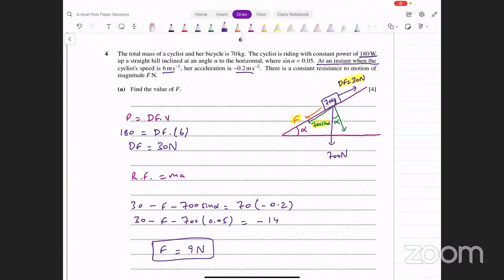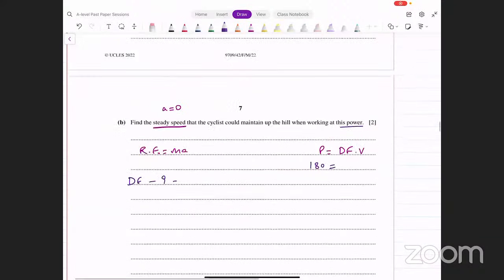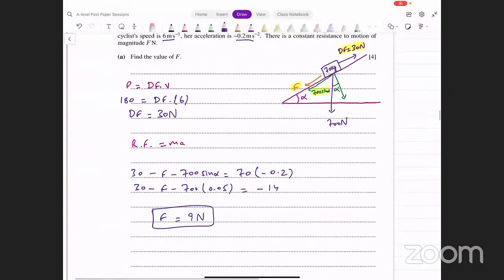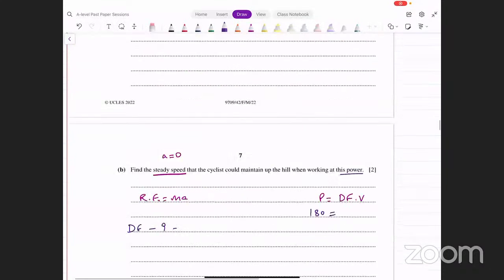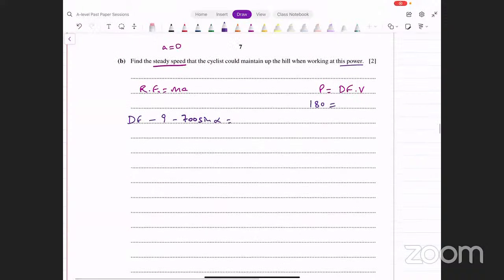So we still can use the same value of resistance, that is 9. तो यहाँ पे 9 use कर लें. And then we've got another backward force, that is 700 sin alpha. Since we're talking about the case when there is steady speed का मतलब acceleration 0 है, तो right side आपके पास 0 आ जाएगा, or you can say 70 times 0, that's basically 0.